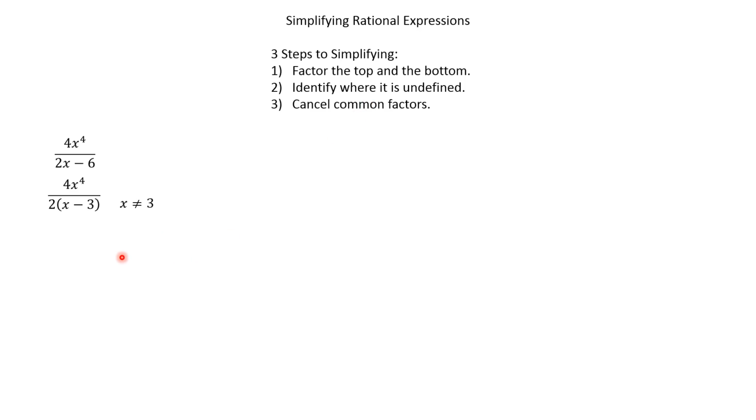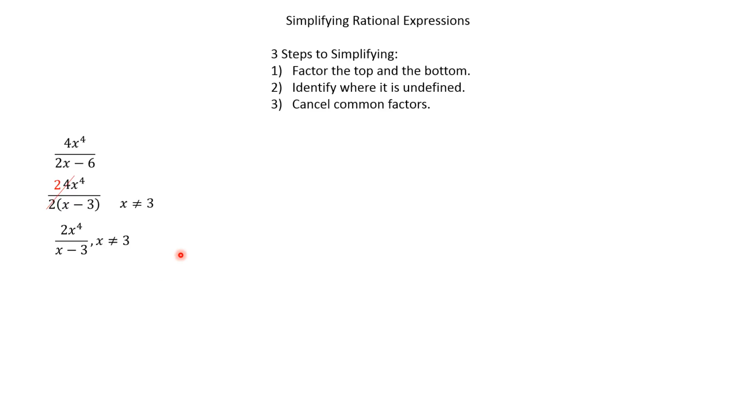All right, now we've got to cancel out common factors. Hey, we have a 4 and a 2. We cancel it out, and we're left with 2, which leaves us with 2x to the fourth over x minus 3, and we know that x can't equal 3. That's simplified. That's all it is.